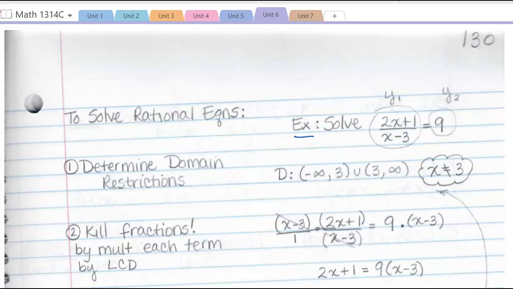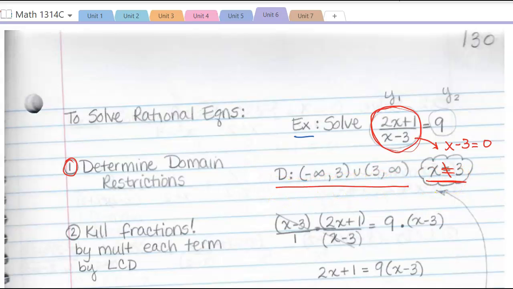So let's go through our steps. For step number 1, our job will be to determine the domain restrictions. This means we need to look at every fraction that we have. In our case, this is the only fraction we have, so we're going to look at the denominator and ask ourselves, when will the denominator equal 0? When we solve that, we'll find that x is equal to 3, which means we cannot let x equal 3, because if it does, then our rational function would be undefined.